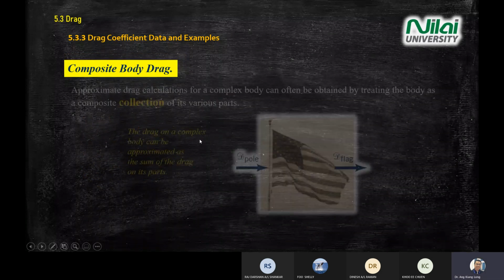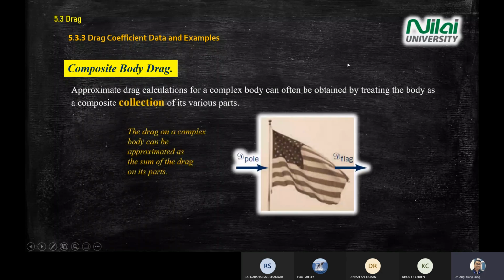Composite body, okay, we'll cover this one later. Okay, composite body drag, there's one example about this one. Okay, let me stop here.